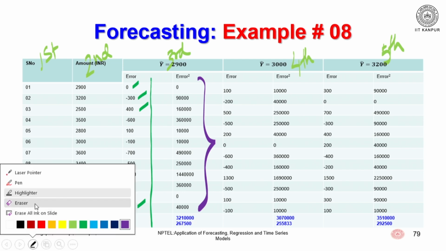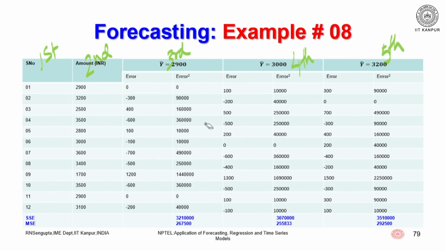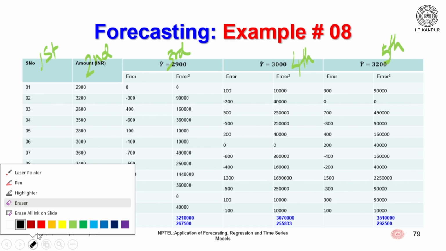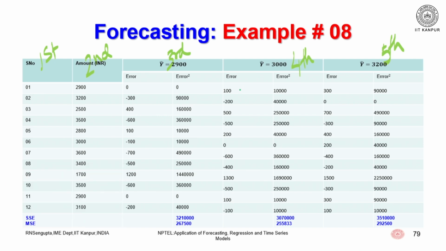Now, continuing the same discussion, I will remove this color for column 3. If I continue the discussion, I have the errors when I consider y hat at 3000: 3000 minus 2900 is 100, 3000 minus 3200 is minus 200, and continuing to the last values, 3000 minus 3100 is minus 100. Then I find out the square of the errors, which I just highlighted with the violet color, and in the bottom row I find out the mean square error utilizing the sum of the square of the errors.